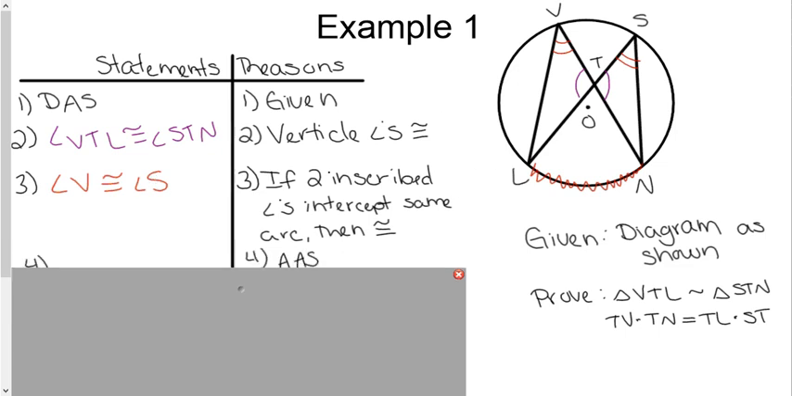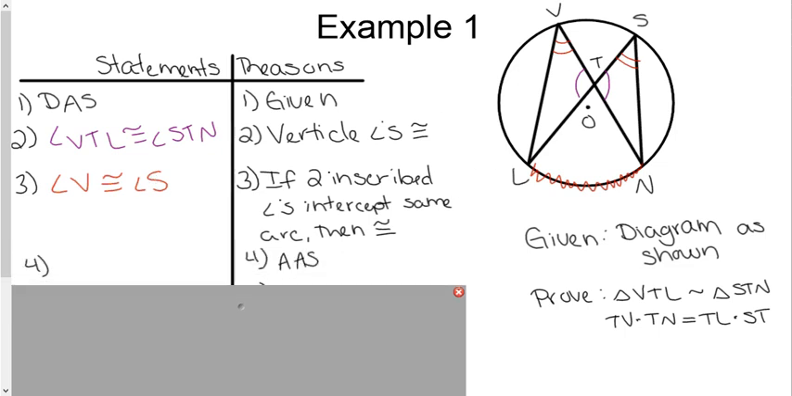So my next line is that I can say these triangles are similar. And that is the angle-angle similarity. I wrote that wrong, that's my fault. So that is the angle-angle similarity, and that proves that triangle VTL is similar to triangle STN.